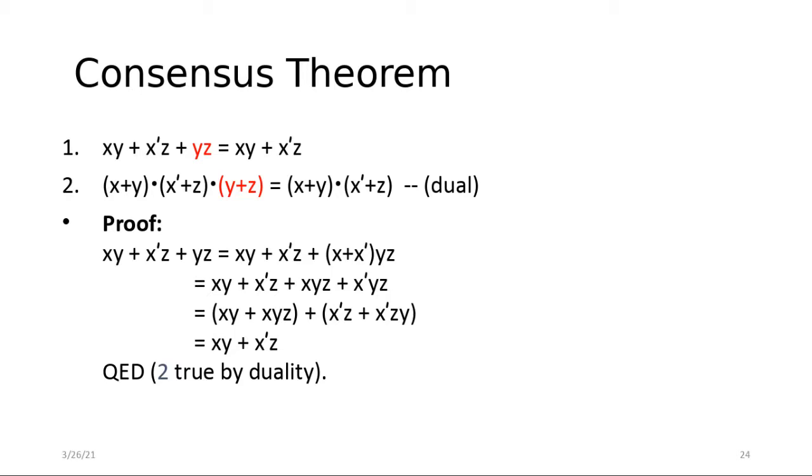So there was a consensus theorem, like De Morgan's theorem. Let's see that one: x and y, or not x and z, or y and z equals x and y, or not x and z. And there are other parts of these theorems. Let's prove this one. This expression equals this one. Let's prove that.